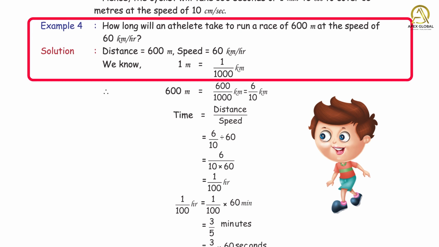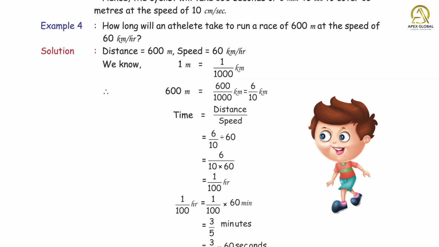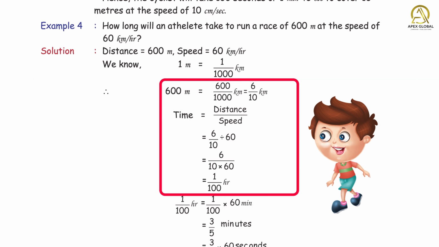Example 4. How long will an athlete take to run a race of 600 meters at a speed of 60 km per hour? Solution. Distance is equal to 600 meters. Speed is equal to 60 km per hour. We know 1 meter is equal to 1 upon 1000 km. 600 meters is equal to 600 upon 1000 km, which is equal to 6 upon 10 km.